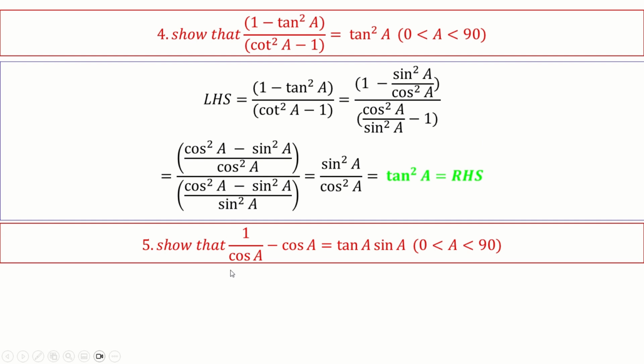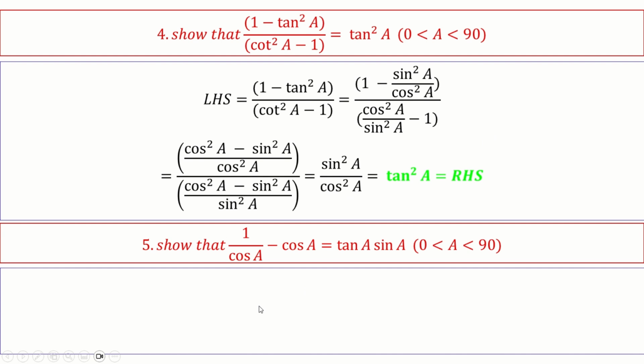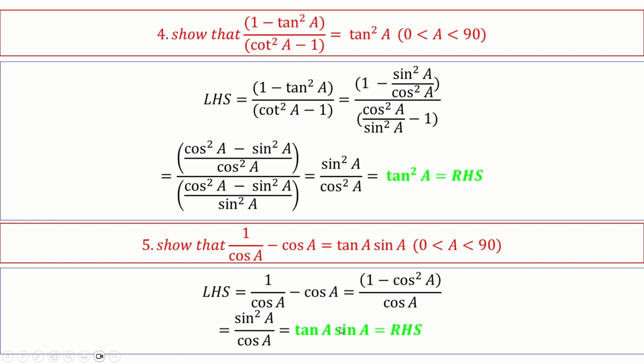Next. Show that 1 by cos A minus cos A equal to tan A into sin A. Okay, this is simple. You just take LCM: (1 minus cos square A) by cos A. This is nothing but sin square A, since 1 minus cos square A is sin square A. So sin square A by cos A, which is nothing but sin by cos is tan, and one sin A is left, sin A. RHS.